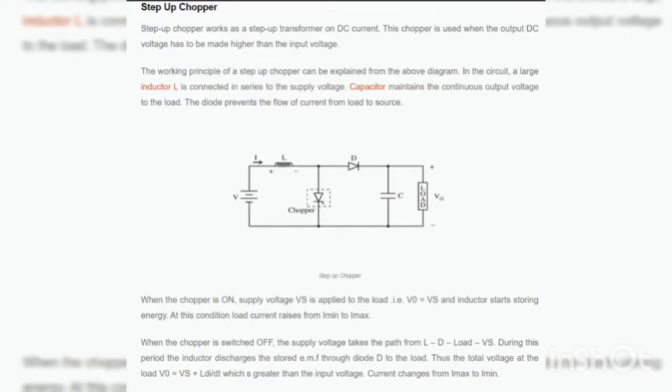When the chopper is in on condition, the input voltage is directly applied across the load, so load voltage equals input voltage. When the chopper is in off condition, the inductance that was charged will discharge through the diode, so the output voltage will be higher than the input voltage.